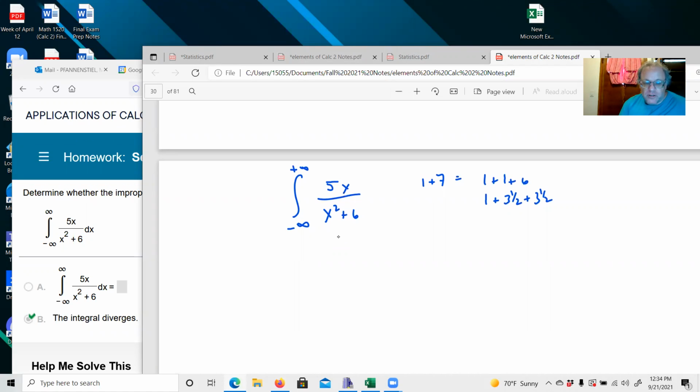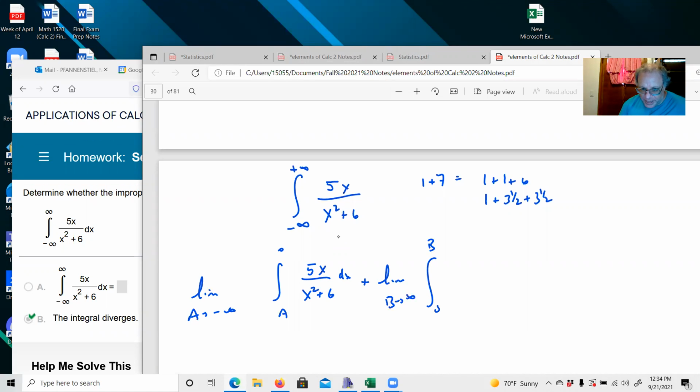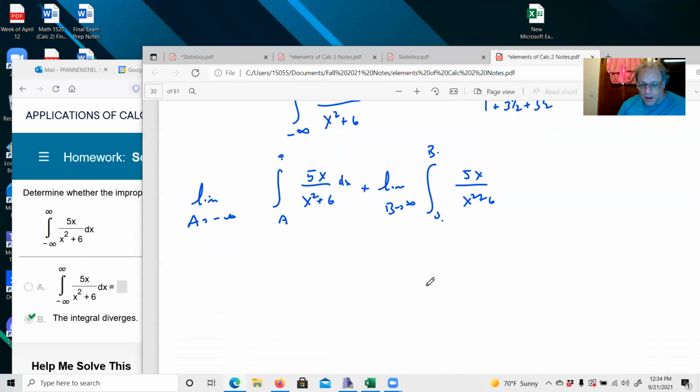So what I want to do is take the limit as a goes to negative infinity of the integral from a to 0 of 5x over x squared plus 6 dx, plus the limit as b goes to infinity of the integral from 0 to b of 5x over x squared plus 6. Notice we're going from a to 0 and then 0 to b, and that'll span the whole thing. There's going to be a lot of integrating 5x over x squared plus 6, isn't there?